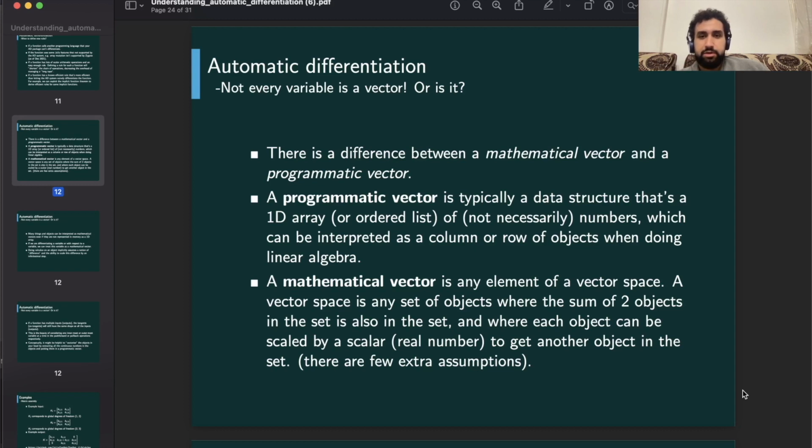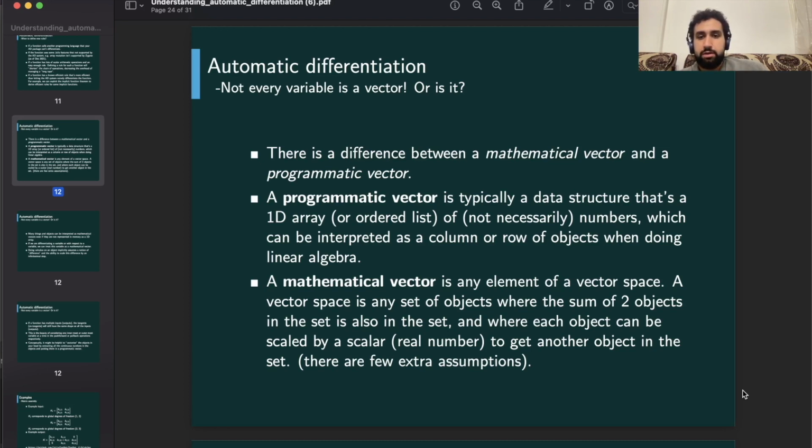Typically people use the word vector to refer to a data structure that's a 1D array or an ordered list of numbers. And this is what I like to call here a programmatic vector. There's actually a difference between what is known as a vector in mathematics and what a programmatic vector is. A programmatic vector is typically just a data structure that's a 1D array of usually, but not necessarily, numbers. It can even be, in Julia for example, a vector of strings or other stuff, even arbitrary data structures.